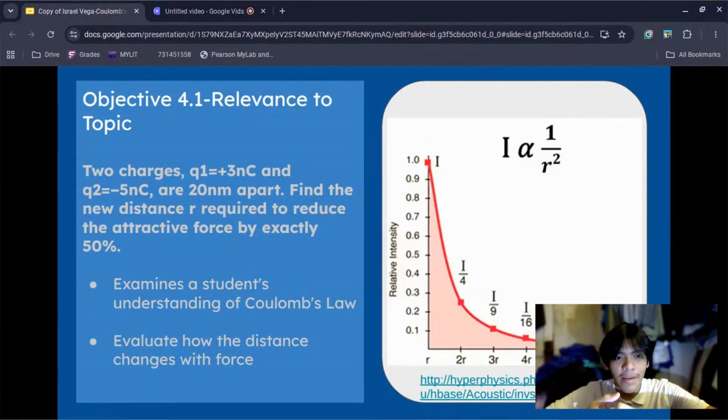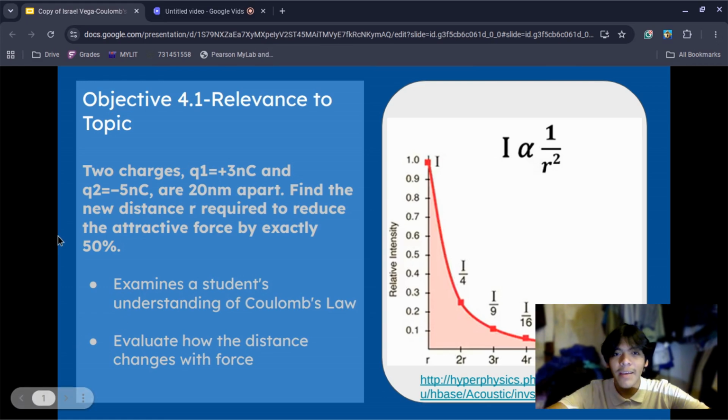Hello, I'm Israel Vega. I'm presenting my project over Coulomb's law. I just finished presenting the group part, but right now I'll be presenting my individual section over my project and my final observations.